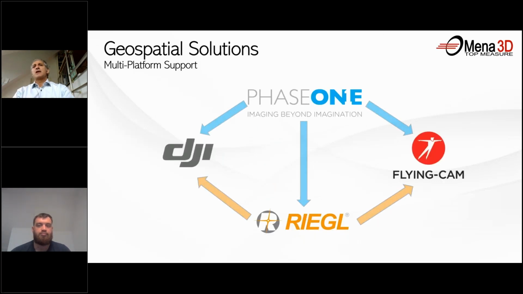The slide I mentioned before shows the relation and interrelation between all the partners we work with. Phase One is already integrated into Regal. Phase One can be mounted on Flying Cam. Regal can be mounted on Flight Cam. Regal can be mounted on DJI. Phase One can also be mounted on DJI. So there are a lot of possibilities, with all our partners now, to completely fulfill the needs of any application and any end user in the market, providing them the right solution which fits their budget.